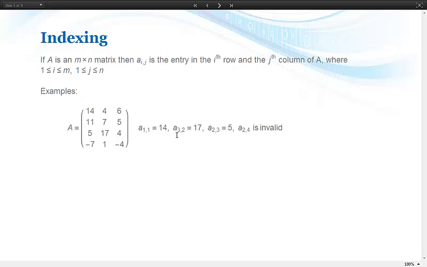A23, notice the indices are ordered because A32 is different than A23. So A23 would be the element in the second row, third column. Second row, third column is a 5. And finally, A24 would be invalid because that would ask for the entry in the second row, fourth column, but A only has 3 columns.